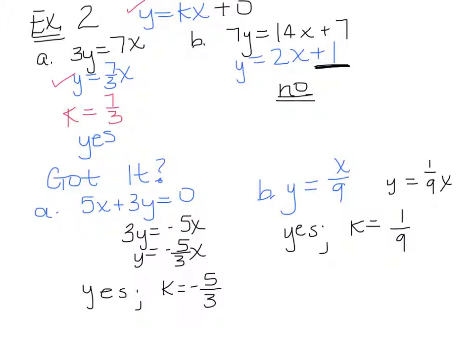B, if you notice, was already in our form. I just rewrote it so you can see that there is a 1 in front of x, so you can make it 1/9 x. So this is also, yes, a direct variation, and k is now 1/9.